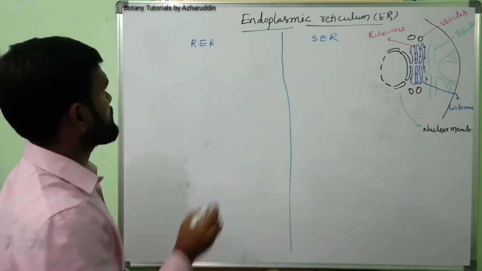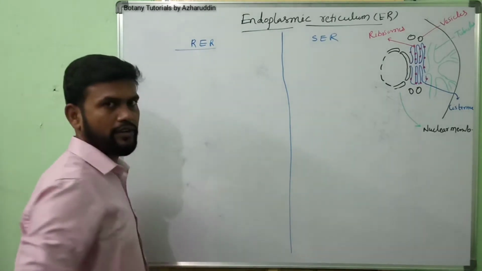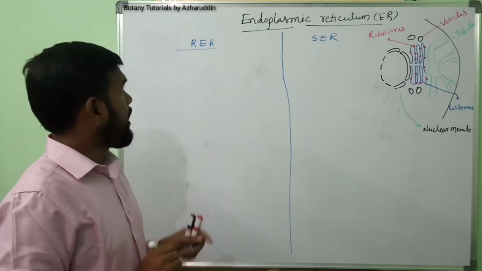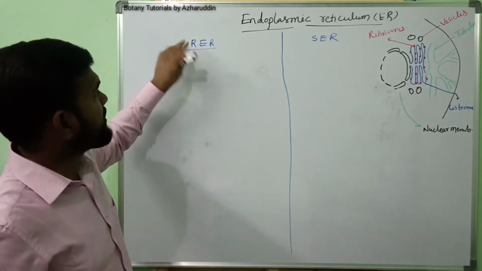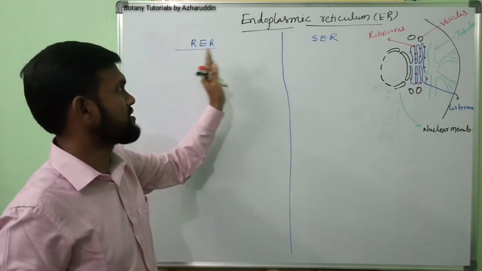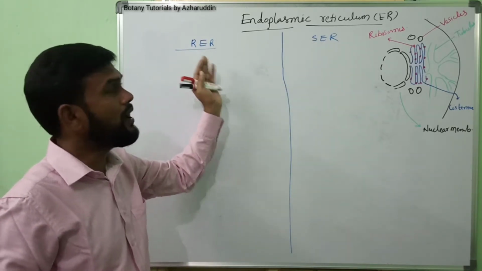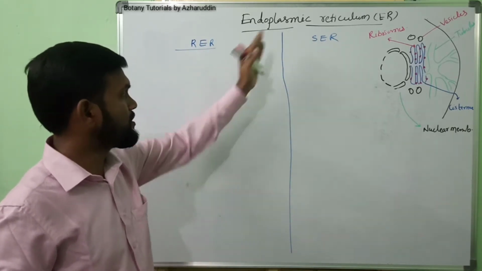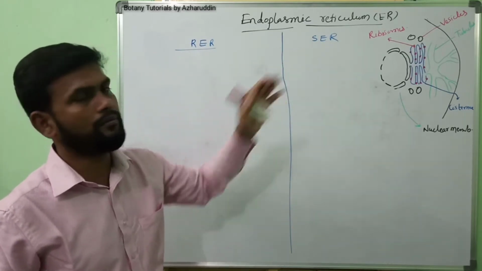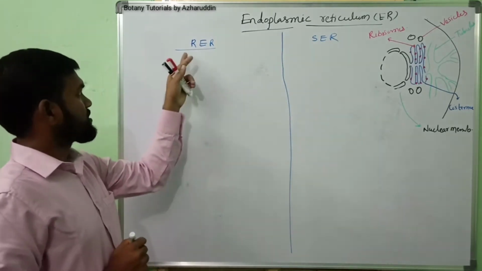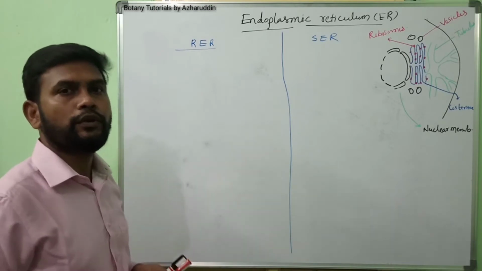In the first one, rough endoplasmic reticulum, I am explaining the differences and their functions. What are the differences between smooth and rough endoplasmic reticulum and their functions? That's why I am drawing a line between them. First, coming to rough endoplasmic reticulum.